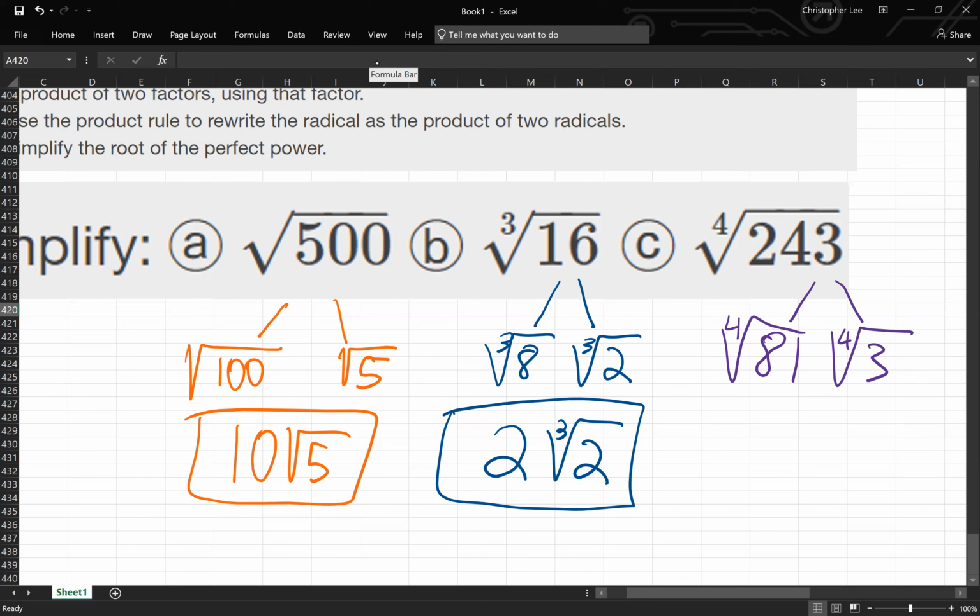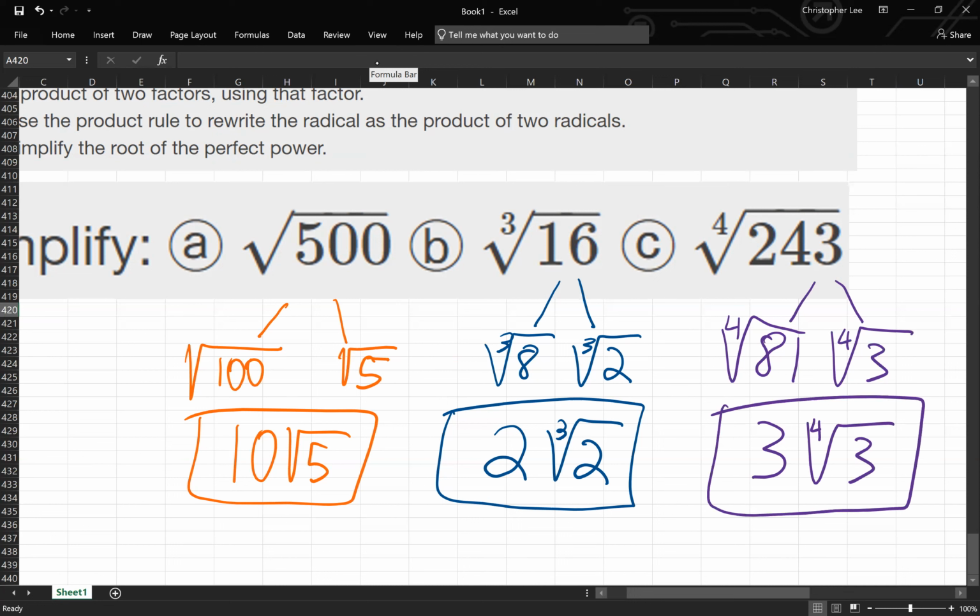So what's the fourth root of 81? 3. So that's the answer. 3, fourth root of 3. Very good.